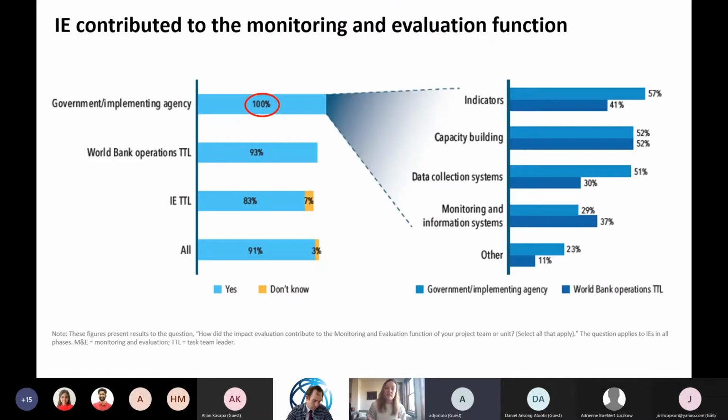So again, we surveyed all the projects that we work with at DIME, all the different analytics that come in, and saw that in general, actually 100% of the people we work with responded, yes, this helped our program have better indicators. This improved the capacity of our team members. We have better data collection systems in place. We have an M&E information system and other. And so these are different channels in which you can improve your program through monitoring and evaluation, really from the beginning.